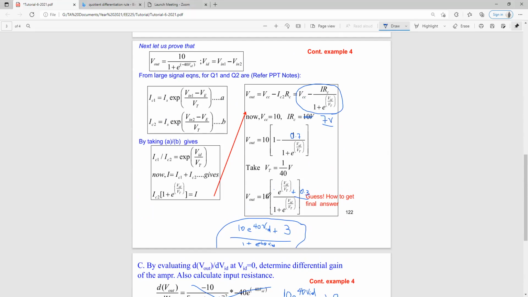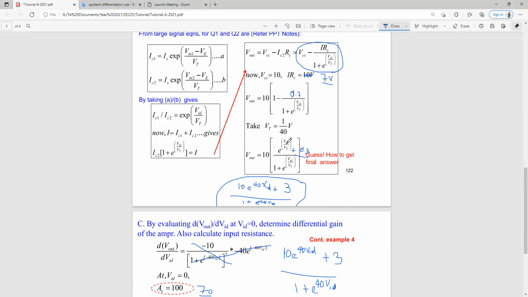If we expand this formula, and in place of VT we substitute 1 upon 40, it will become this term in place of VID divided by VT. If we substitute 1 upon 40 in place of VT, that is going to give us 40 VID. So knowing that VID divided by VT is going to be 40 VID.